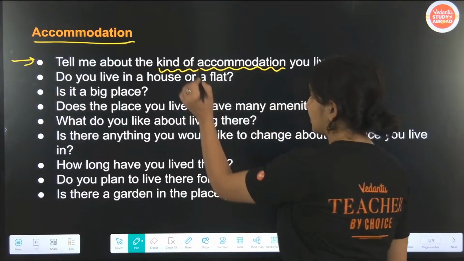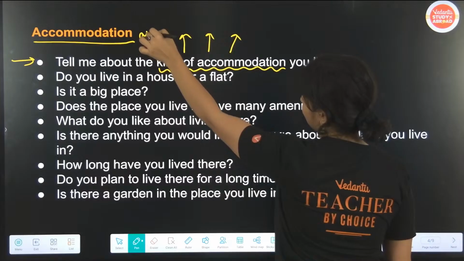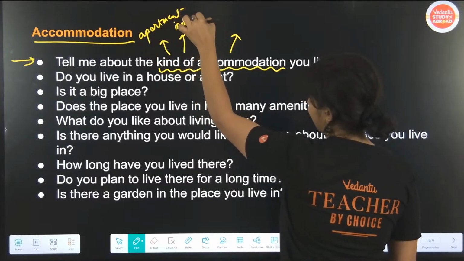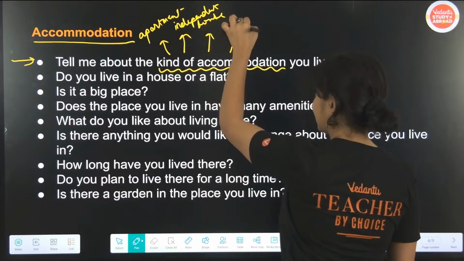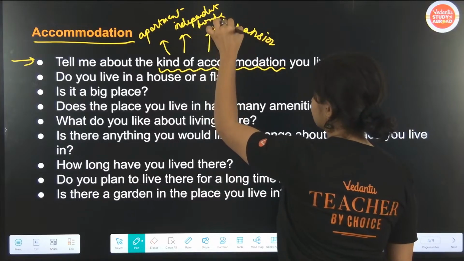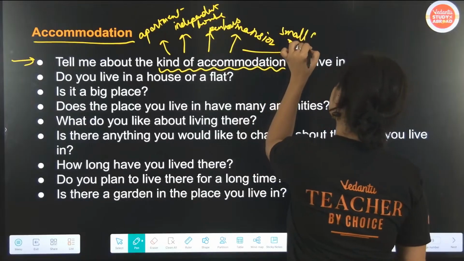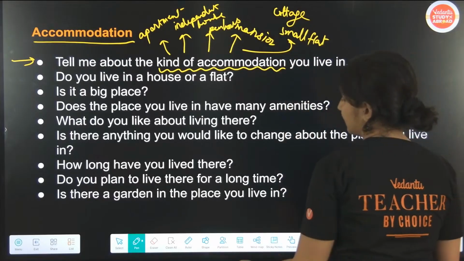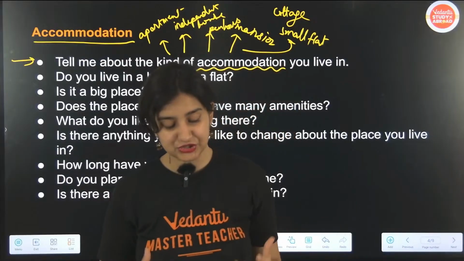What are the different kind of accommodations? You can be in an apartment, an independent house. You can live in a mansion. You can live in a penthouse. You can live in a small flat. You can live in a cottage. Right? These are many different kinds of accommodation.